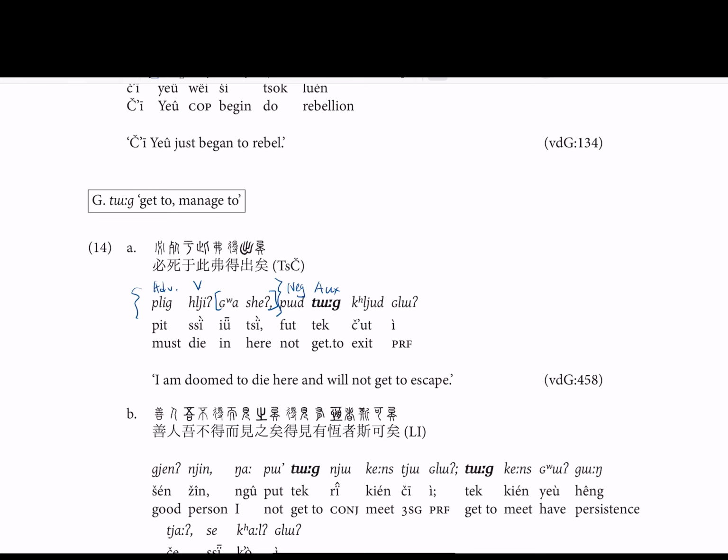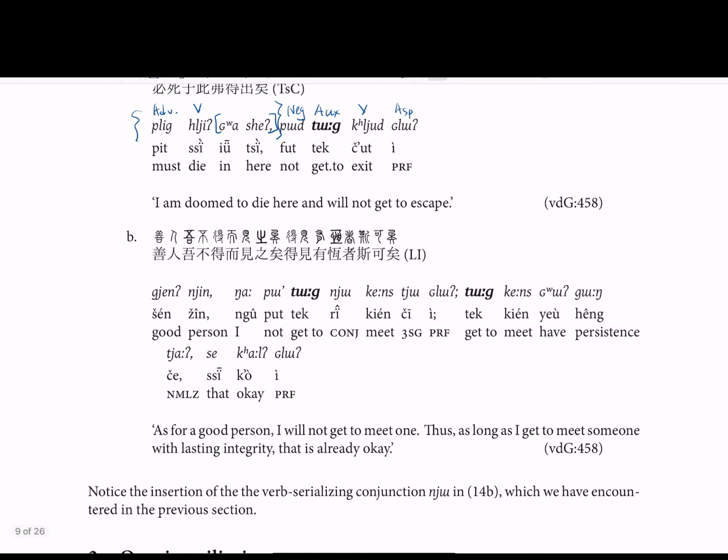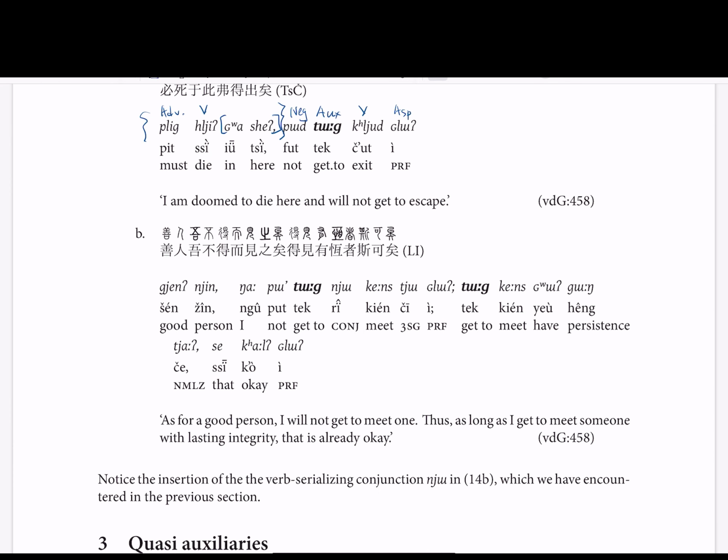Include is another main verb. And finally, glue here is the perfect aspect marker. And the entire second half of the sentence means I already can't get to escape. As for a good person, I would not get to meet one. Thus, as long as I get to meet someone with lasting integrity, that is already okay. The sentence is pretty long and can be divided into two parts from here. The first part is a topic comment structure, with the topic being 见人 or good person. So here's the topic.